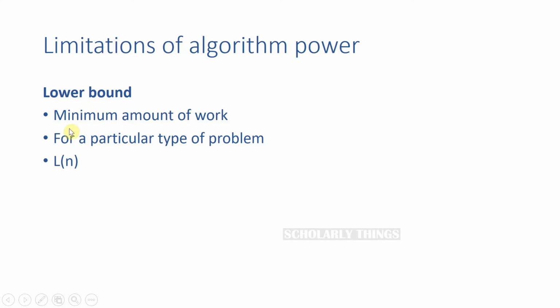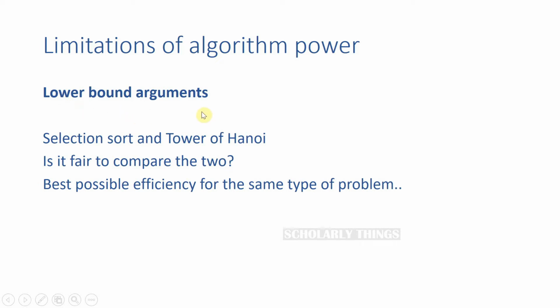Lower bounds are estimates on the minimum amount of work needed to solve a particular type of problem. We need to establish a limit on the efficiency of the algorithm. Say if L(n) is the lower bound of an algorithm, then it is not possible to find any other algorithm whose time complexity is less than L(n). L(n) is the limit, the least amount of work needed to solve that particular type of problem.